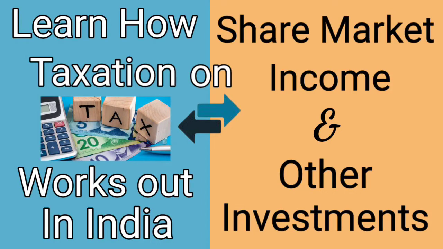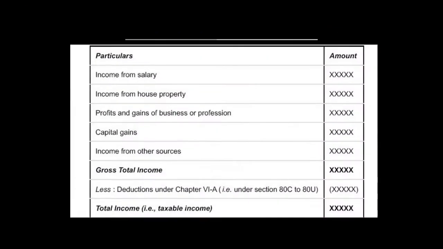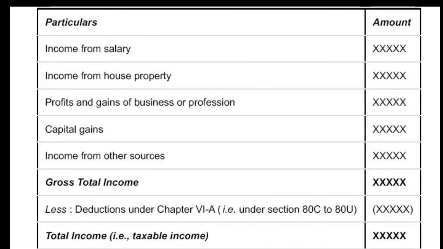Today we will learn how the taxation on share market income and other investments works in India. In an earlier video we discussed how total income is calculated and how taxation is applicable. You can see on screen that out of the total 5 heads of income, in 4 heads like salary, house property, business and other sources, the taxation is very simple.